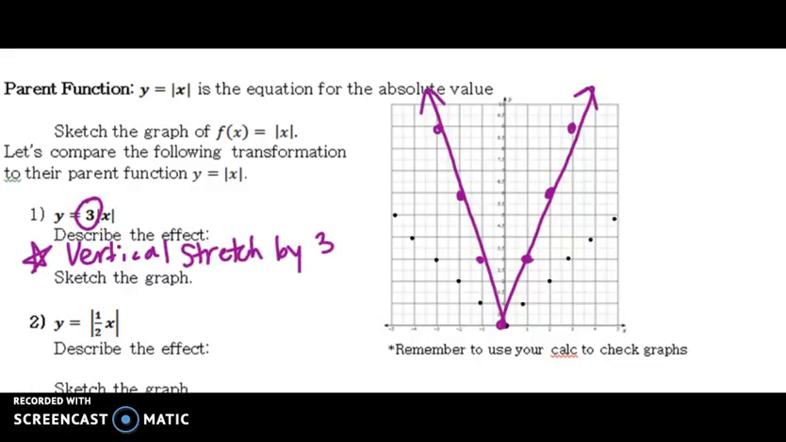This next one that has y equals the absolute value of 1/2 x, this is where it gets a little tricky, because you have to use the reciprocal of the number that's inside. So if this shows me 1/2, in order to describe the effect, you have to figure out the reciprocal of this number. And the reciprocal of 1/2 would be 2. Okay, so this would be a horizontal dilation.